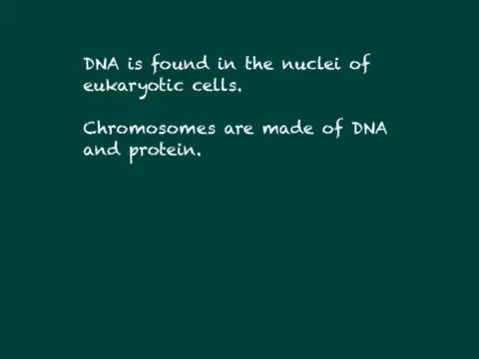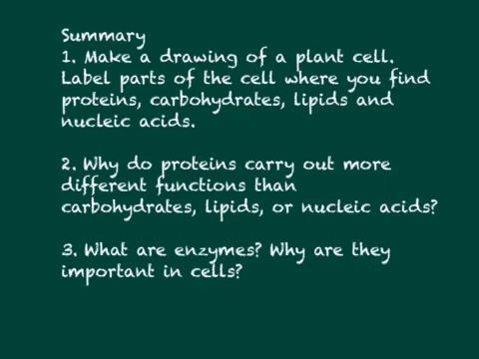And DNA is found in all living things. So DNA is found in the nucleus of a eukaryotic cell, and the chromosomes, which can be found in nuclei, are made of DNA twisted round proteins. So as a summary, you could think of these three questions here.